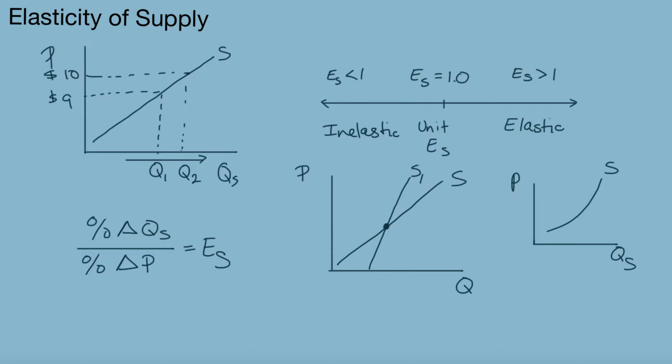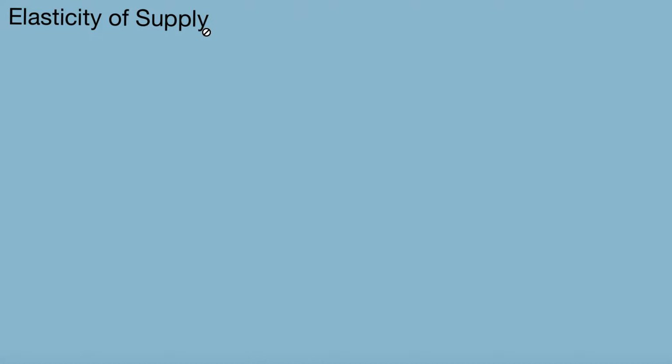Okay, so now let's go ahead and clean this up, and we'll go back and look at an example of how to find the price elasticity of supply. I'm going to do this twice. First, I'm going to look at a change in price going up the curve, because that's what I kind of started off with.